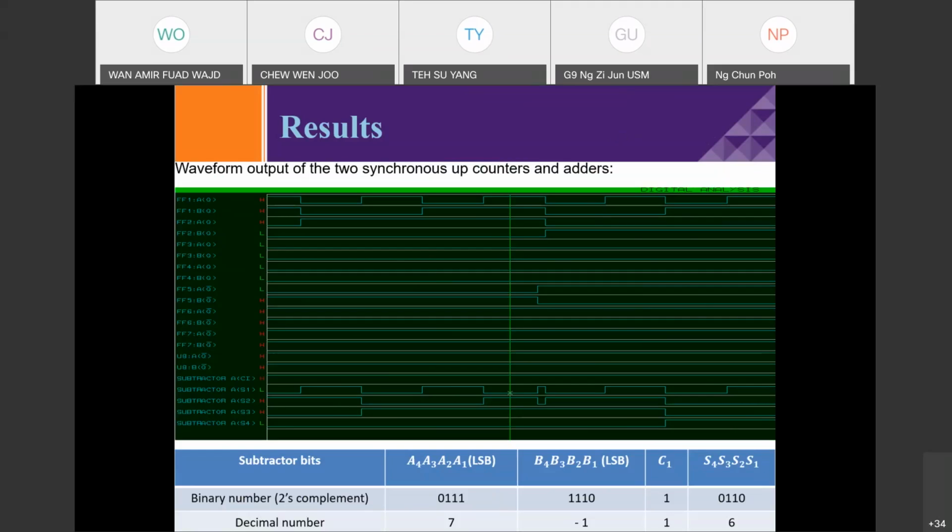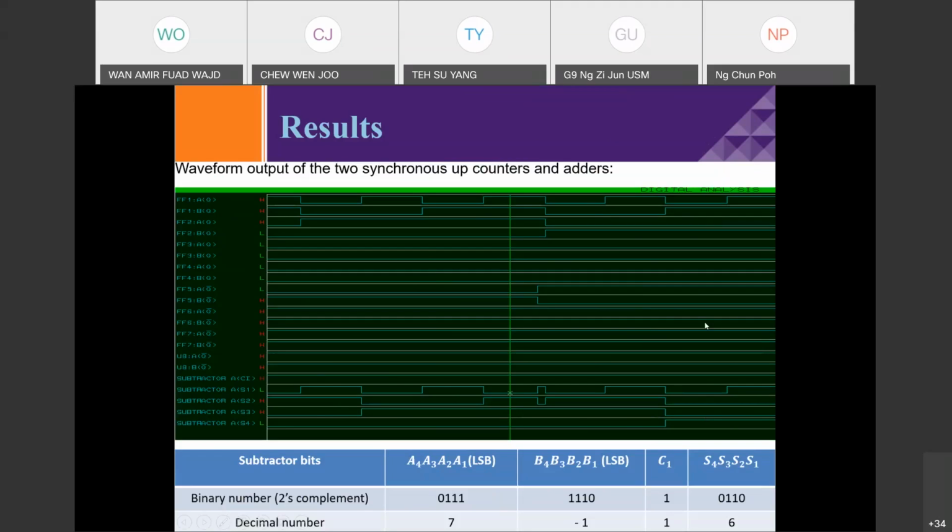So then when they are cascaded to the adders, the summation output of the adders, which is the S4, S3, S2, S1, will show the differences of the people entering that are currently in the facility.